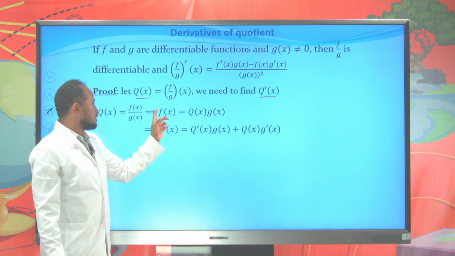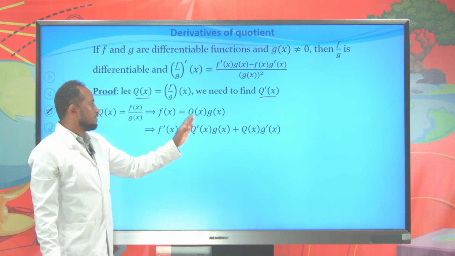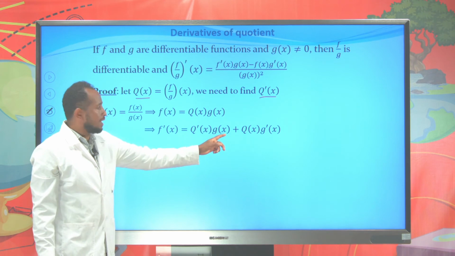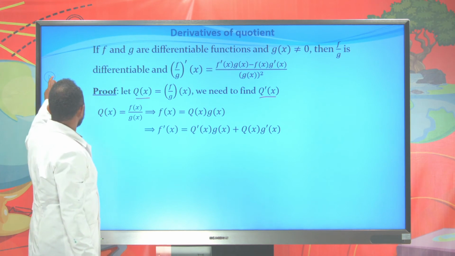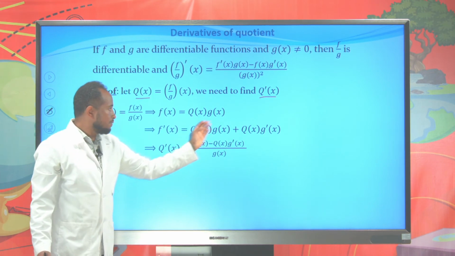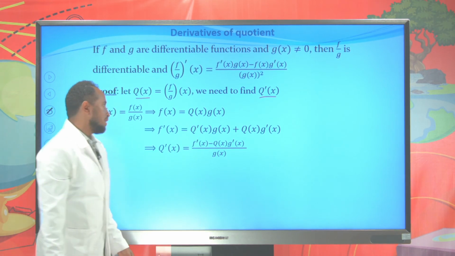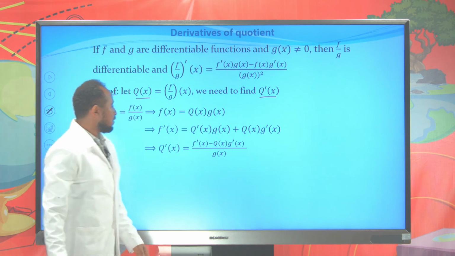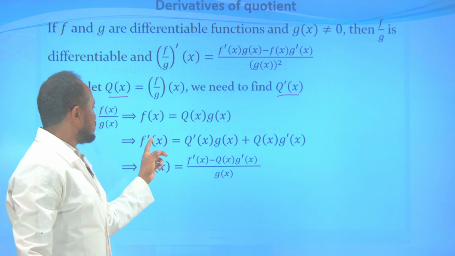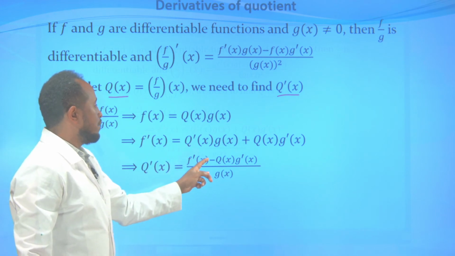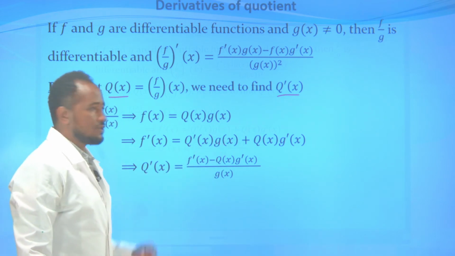When you differentiate this, applying the product rule, f derivative of x will be equal to q derivative of x times g of x plus q of x times g derivative of x. From this I can solve for q derivative of x, because we are seeking the answer for q derivative of x. So rearranging this, take this part to the other side, so you'll have f derivative of x minus q of x times g derivative of x, over g of x. So you get this one.